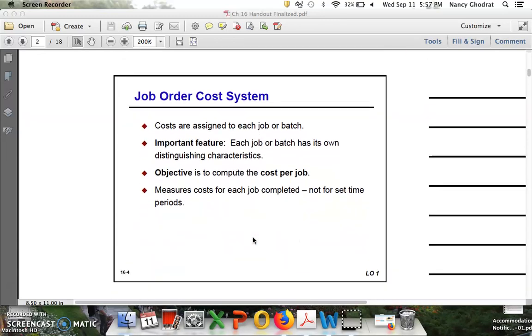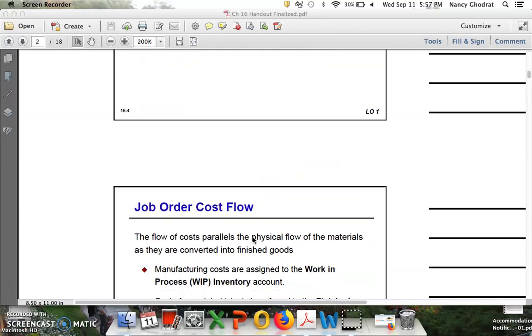Chapter 16 talks about a manufacturing environment where every job is different from the other. Think about a construction company. Every custom home, for example, that they make is different from the other one. Therefore, they will keep track of the cost of the product by the job, not by a set period of time. So each job will have its own record to show how much they spend on direct material, direct labor, and overhead.